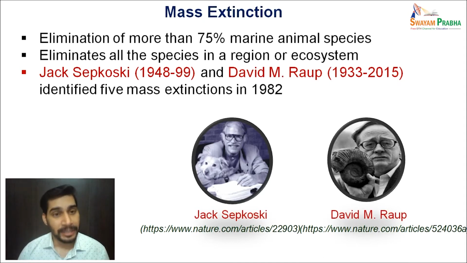Jack Sepkoski and David M. Raup in the year 1982 identified 5 mass extinction events which have taken place in the history of Earth. Now these 5 major mass extinction events, which are also called the Big Five, are the ones which have resulted in more than 75% of all species lost in each case.